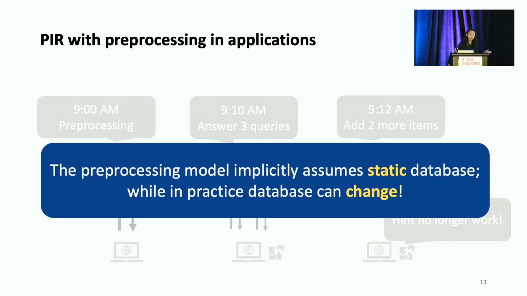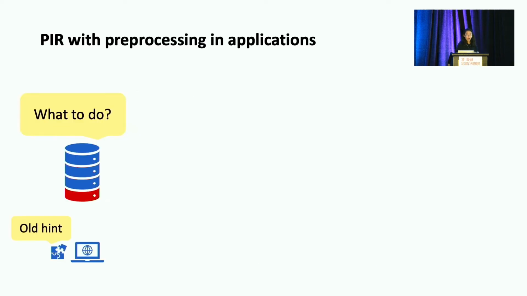So now we can see an issue here. The solutions in the preprocessing model actually work only for the static database. But in practice, the database can change. So given this, how can we still apply this offline-online PIR to applications when the database can change?